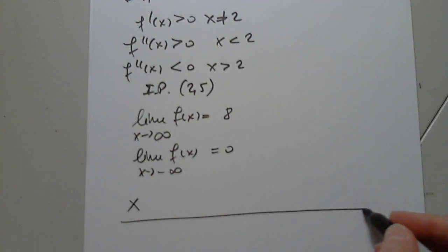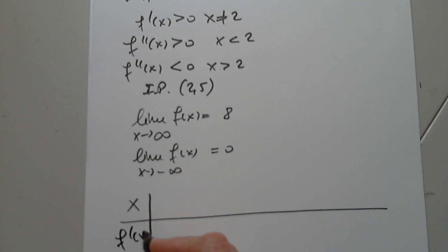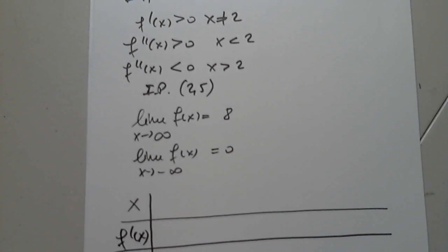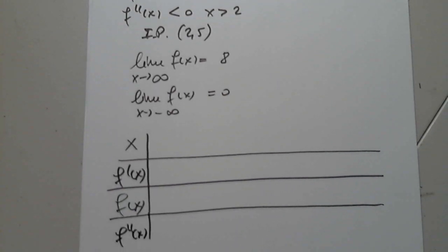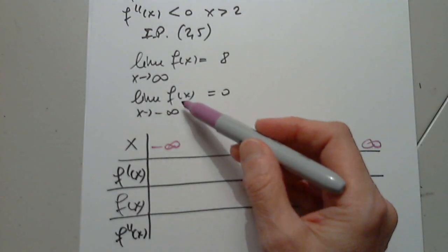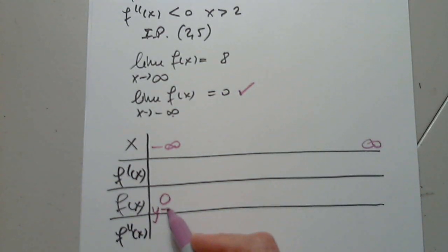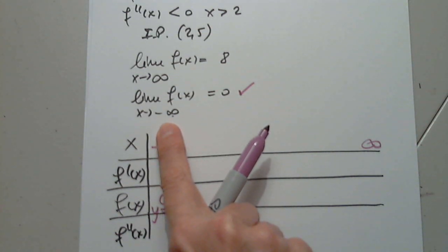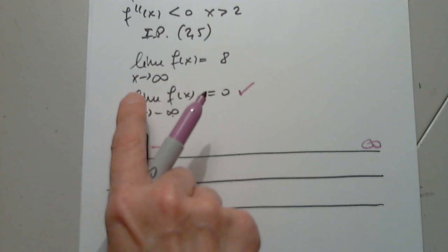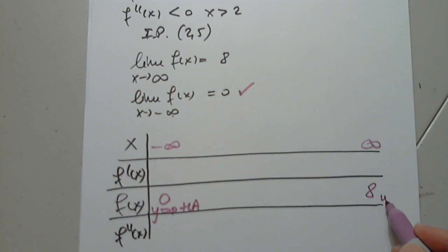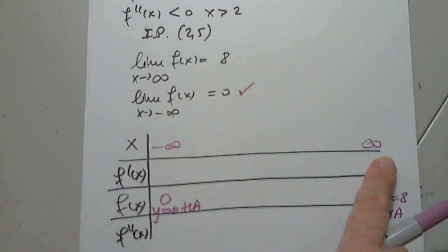We have to work on this with the table, please. F prime. That's what this is for. To practice the table. That's exactly what it is. Okay, so from negative infinity to infinity. I'm going to start here. Limit of f of x when x approaches negative infinity is 0. Done, and this means y equals 0, horizontal asymptote at negative infinity. Limit of f of x as x approaches infinity is 8, which means y equals 8, horizontal asymptote at infinity. Done.